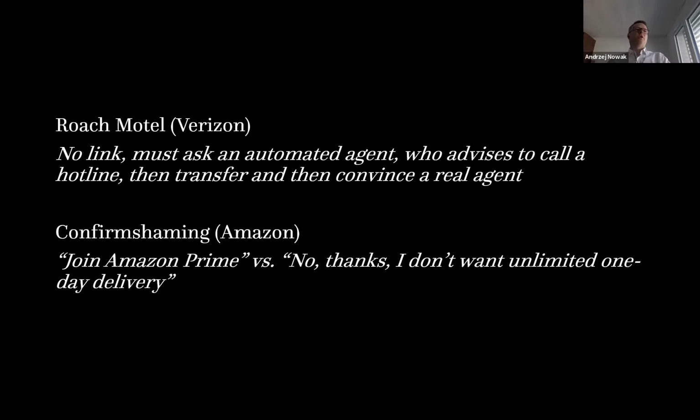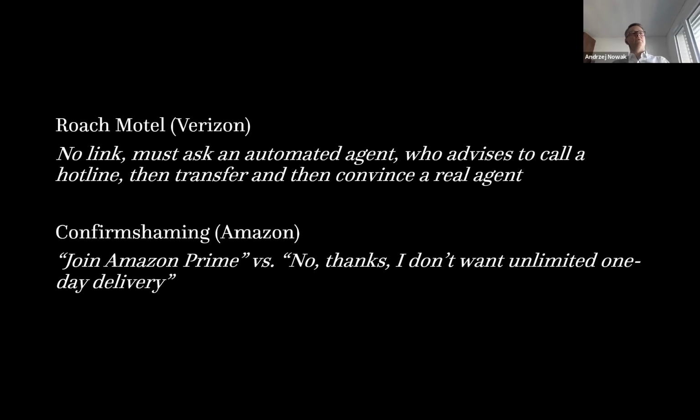So one example could be a roach motel. Here I have an example from Verizon where you have an obligatory pass through an automated agent that advises you to call a hotline and then transfers you, and you have to convince a real agent of what's really going on with your issue, right? So they create barriers that are not really necessary for you to reach an agent.